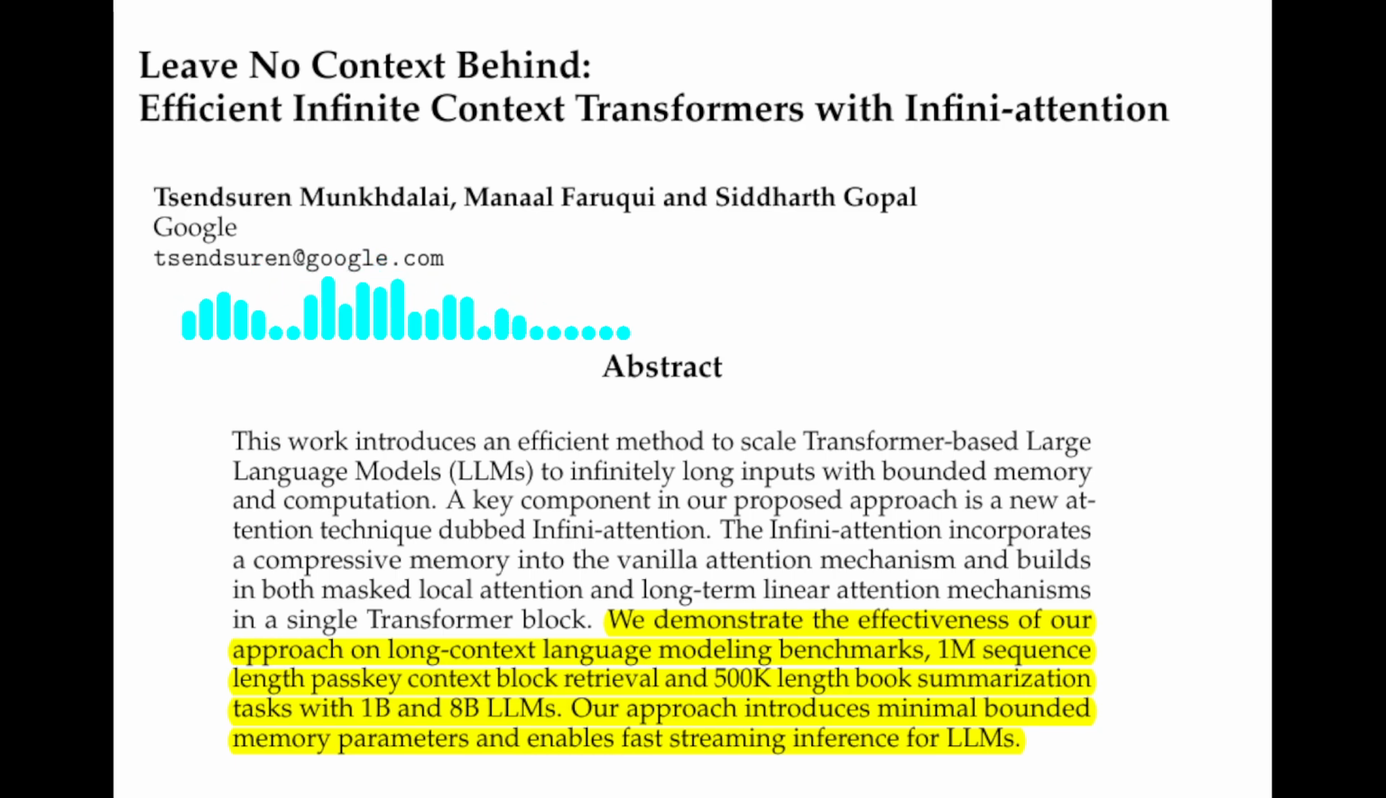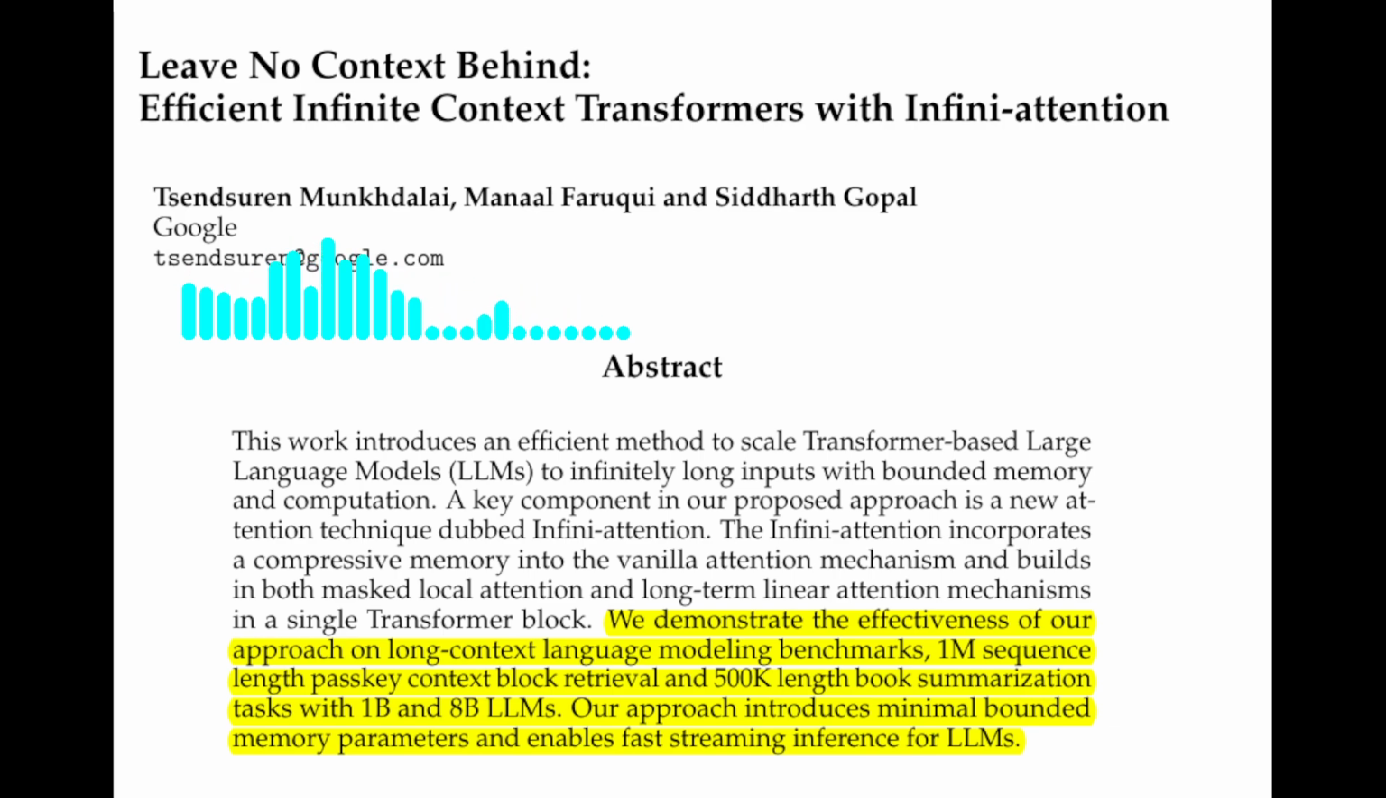Traditional transformers have a fixed context window, meaning they can only process a limited amount of information at a time. This limitation stems from the quadratic complexity of the attention mechanism, which requires storing and computing relationships between all tokens in the input sequence. As the sequence length increases, the memory footprint and computational cost grow rapidly, making it impractical to handle extremely long texts.